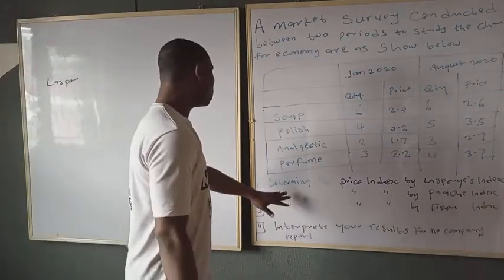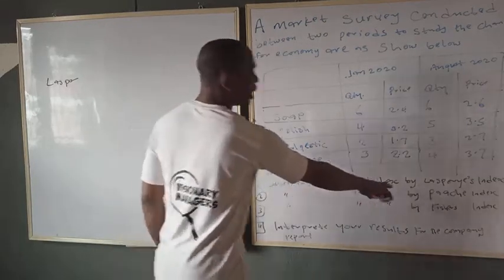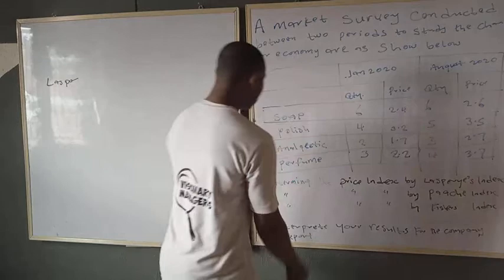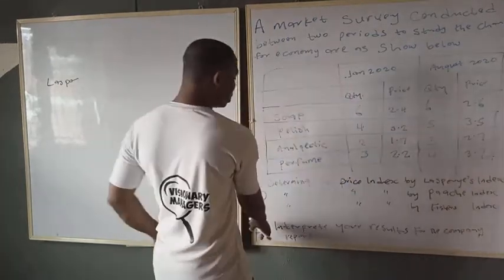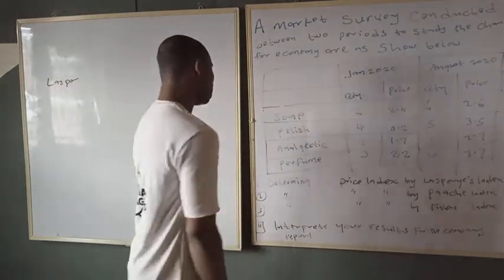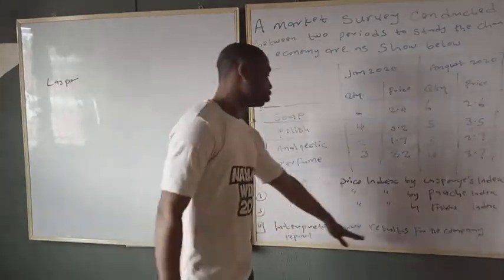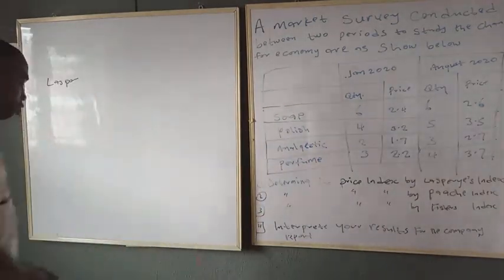So we'll be using Laspeyres. Determine the price index by Laspeyres' index, determine the price index by Paasche index, and determine the price index by Fisher's index. Then number 4, interpret your results for the company report. So now we will be looking at the price indices.